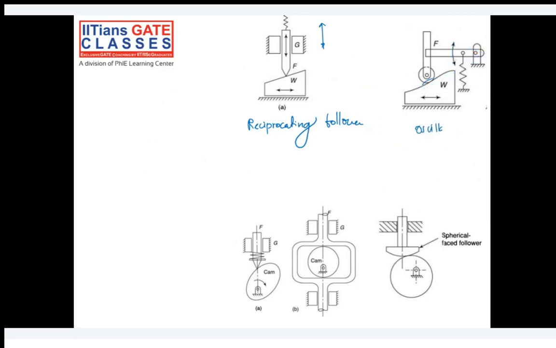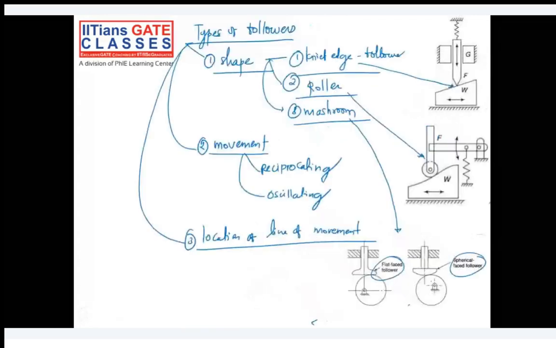Okay, the name itself indicates, if the follower is reciprocating, it's a reciprocating follower. If it is oscillating, we call it an oscillating follower. That's all. And the third type is location of line of movement. Here either we have a radial follower or an offset follower.